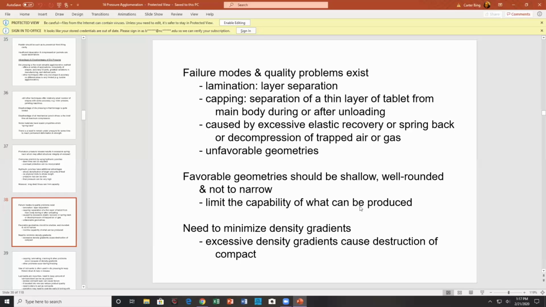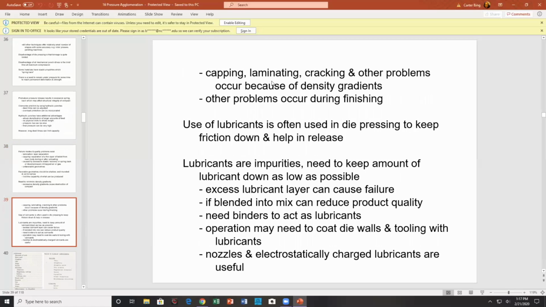Limited capability of what can be produced. Shallow, well-rounded, not too narrow. Need to maximize density gradients. Excessive density gradients cause the destruction of the compact. Let's go on over here. Anyway, capping, laminating, cracking, and other problems occur because of density gradients, or they may occur along density gradients, normal to the gradient maybe.